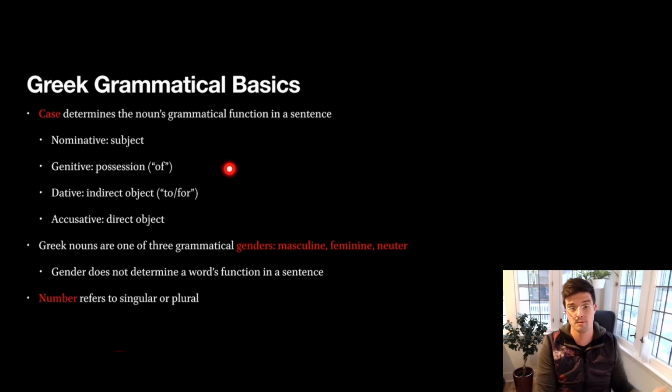The nominative is normally the subject. The genitive shows possession or describes, with the English word translation of. The dative is normally the indirect object, translated to or for, and the accusative is the object of a sentence.